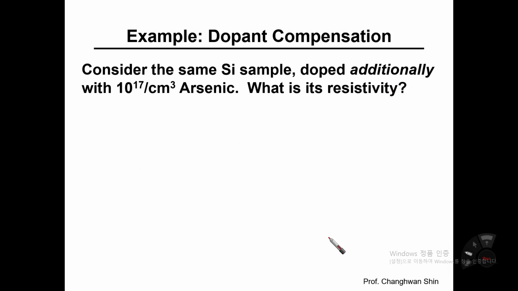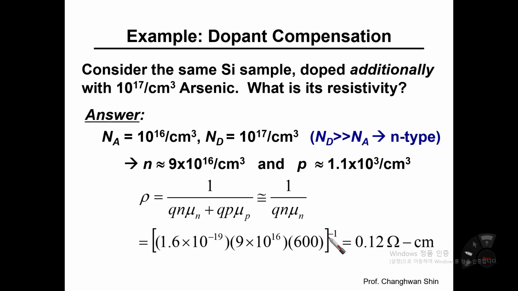And now let's switch gears slightly, and what if we have additionally doped the same silicon sample of the previous example, here doped additionally with what? With 10 to the 17 arsenic. So originally it was a p-type silicon sample with 10 to the 16 boron, but now 10 times higher arsenic donors have been included. Then what is its resistivity? Here acceptor is 10 to the 16, but donor is now 10 to the 17. So Nd is much higher than Na.